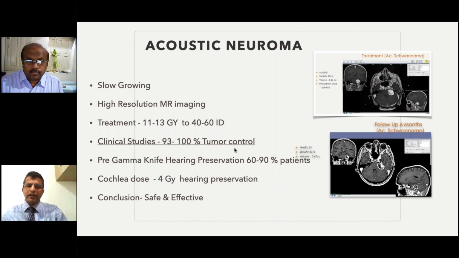Another common indication is acoustic neuroma. Usually it is treated with a dose of 11 to 13 gray, and clinical studies show 93 to 100% tumor control in most cases, with good hearing preservation. The cochlea dose could be very well controlled, even for the toughest tumors in very close proximity in the case of acoustic neuroma.